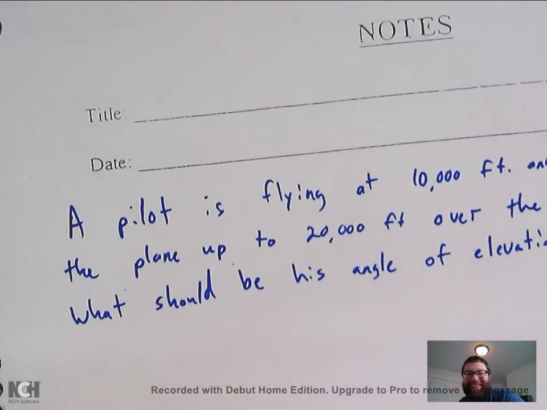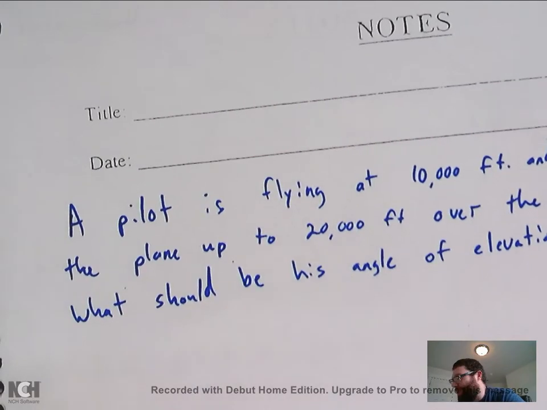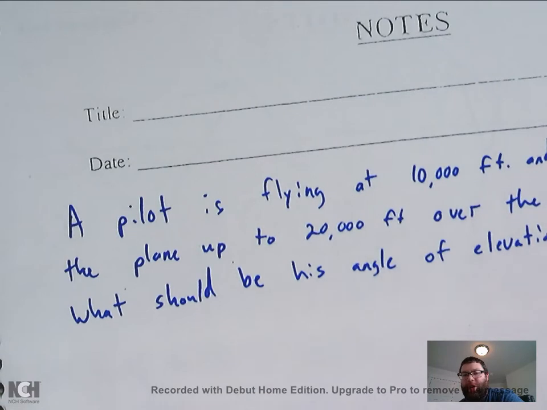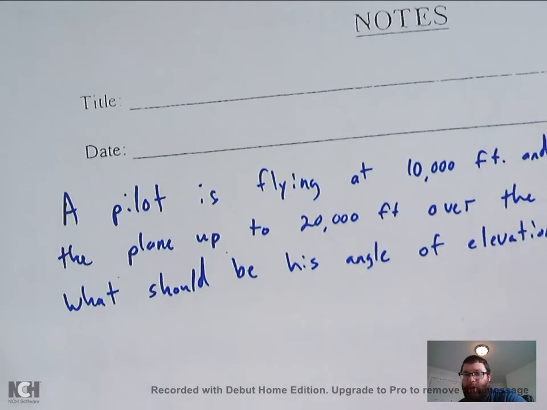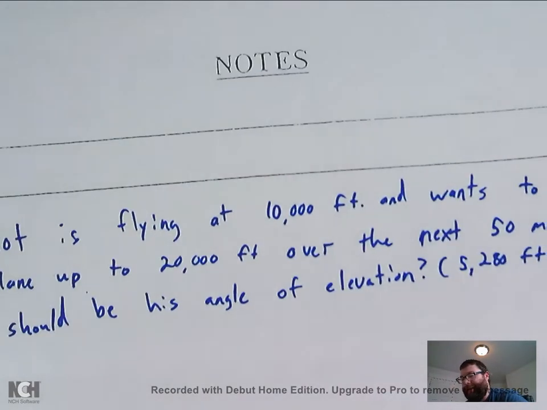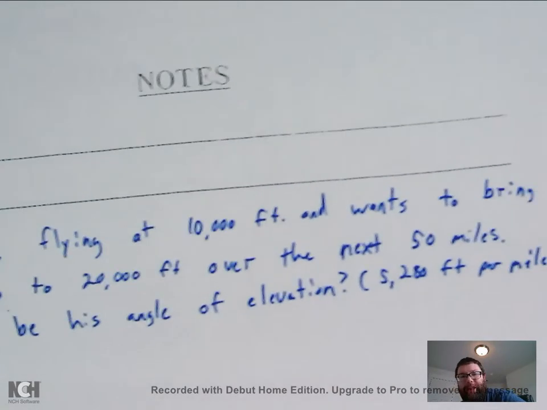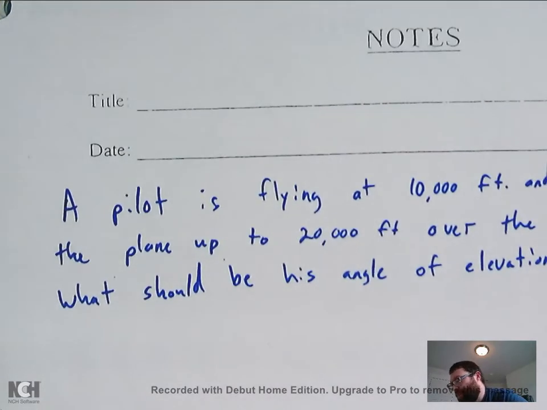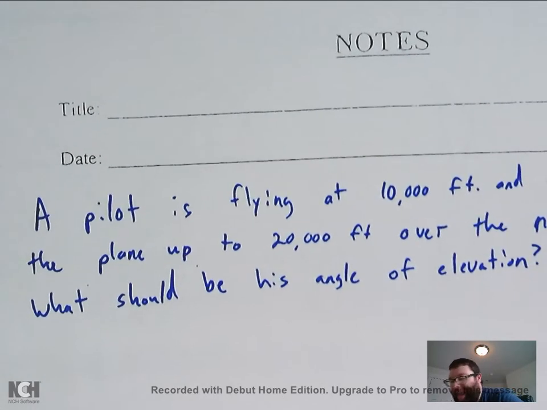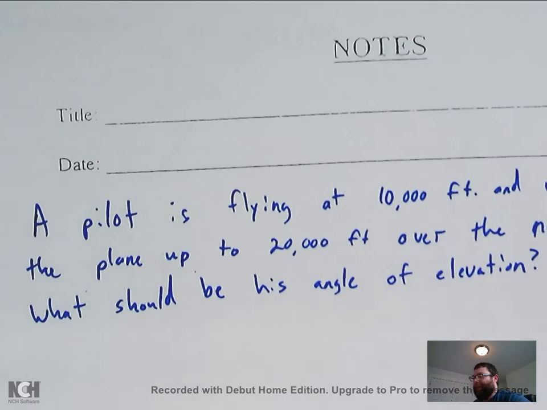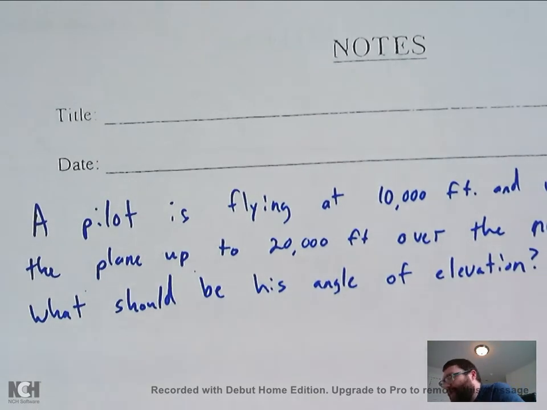So I'm going to do a couple of examples of story problems with you guys. These are trigonometric story problems, so we're going to solve them using trigonometry. SOHCAHTOA, right? Our first problem: a pilot is flying at 10,000 feet and wants to bring the plane up to 20,000 feet over the next 50 miles. What should be his angle of elevation? Remember, there's 5,280 feet per mile.